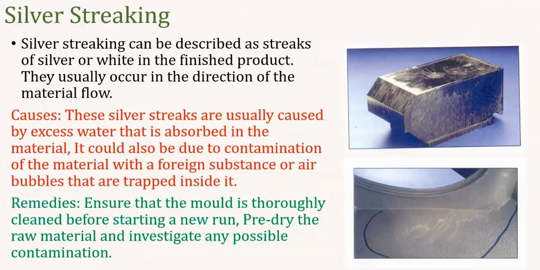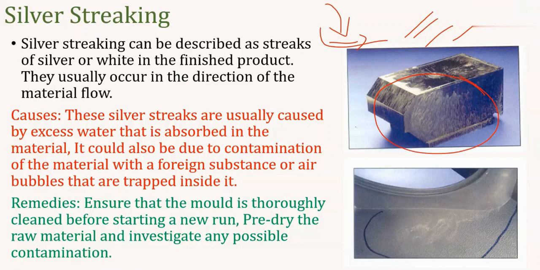And the next one is silver streak. This is also something related to the gloss difference. Silver streaks can be described as streaks of silver or white color in the finished product, right? In the finished product, that usually occur in the direction of the material flow. When we are pouring the material, it is flowing like this, then the silver streaks will happen in the way the material is flowing over the mold.